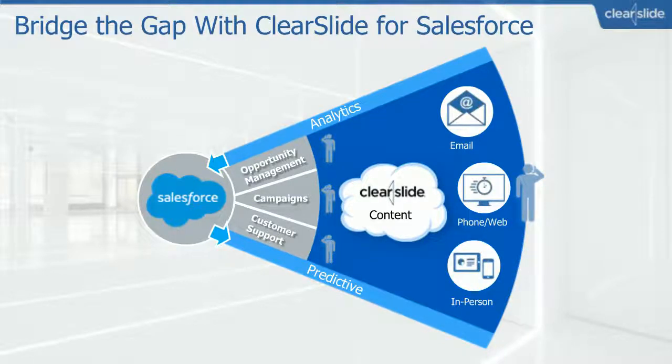That's the bottom blue bar under the predictive title. You can start to be more recommending of what salespeople should be doing, whether it's a certain type of communication or content to use in a given sales stage. This helps the sales teams be a lot more efficient and productive. So at a high level, that's exactly what ClearSlide does, especially with our integration with Salesforce.